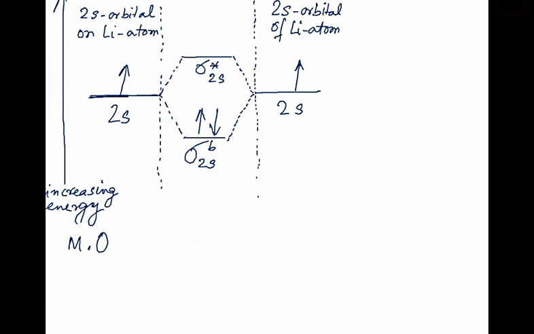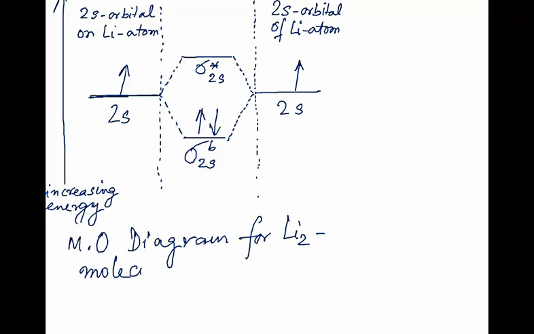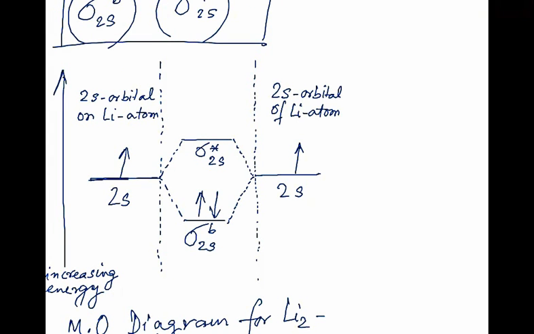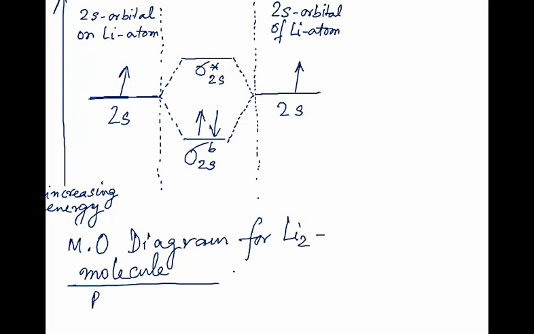So this is the MO diagram for the Li2 molecule. Now we move on to calculate the bond order, which we can easily do. That is the number of electrons in the bonding orbital, which is 2, minus the number of electrons in antibonding, which is 0, divided by 2, that is equal to 1. So the bond order of the Li2 molecule is 1.